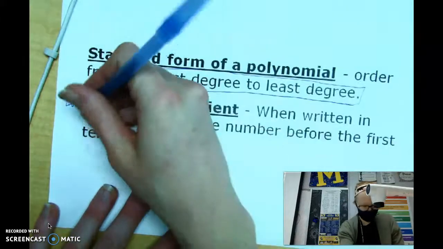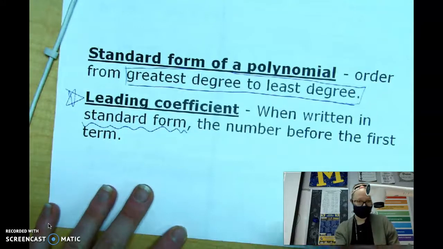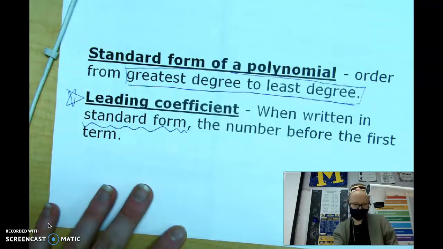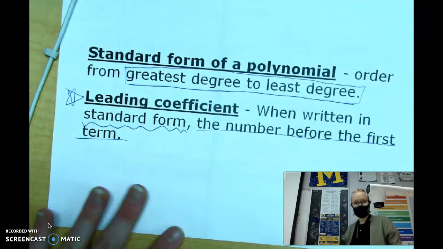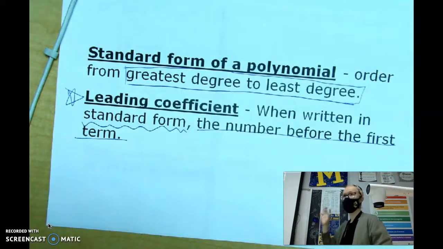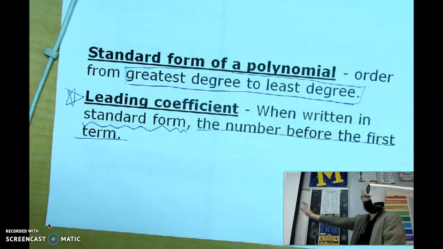is really important. So in identifying the leading coefficient, you need to make sure you're in standard form first, and it's the number before the first term. So it's basically, I like to think about it as the number that leads you off into the entire polynomial, right? What's the first number that you see?